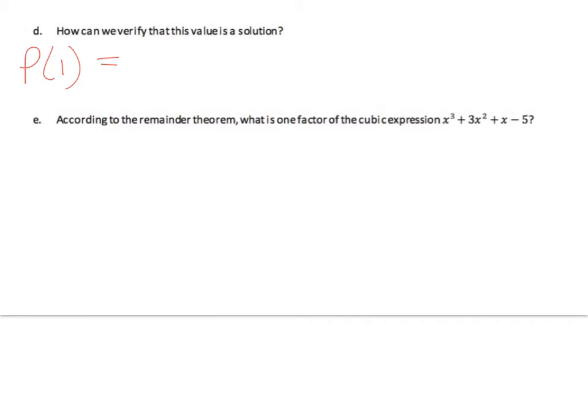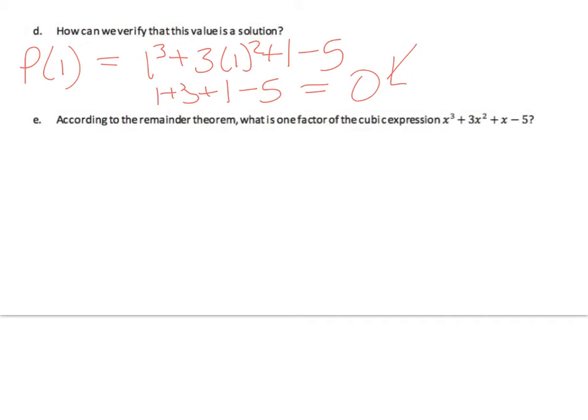You have the polynomial there in front of you. I'm going to do 1 cubed plus 3 times 1 squared plus 1 minus 5. This gives me 1 plus 3 plus 1 minus 5 equals 0. Okay? If I get 0 as an answer, the remainder theorem tells us that that is actually a solution. So according to the remainder theorem, what is one factor of the cubic expression? There it is. Okay, let's move on.